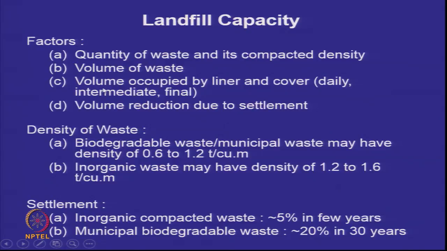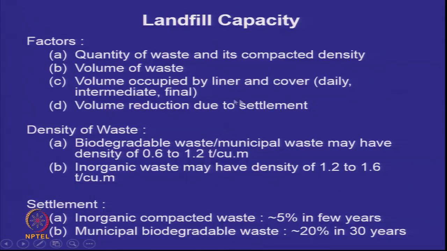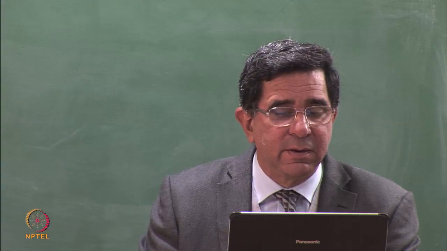Over and above the volume of the waste will be the volume occupied by the liner and the cover, because every day they are coming into position. And some volume will reduce due to settlement. That means as biodegradation goes on, you will have more airspace created. So the density of municipal solid waste, and please remember that I'm talking of the green waste and the food waste, is between 0.6 to 1.2 tons per cubic meter. In soil mechanics terms, this is the total unit weight.